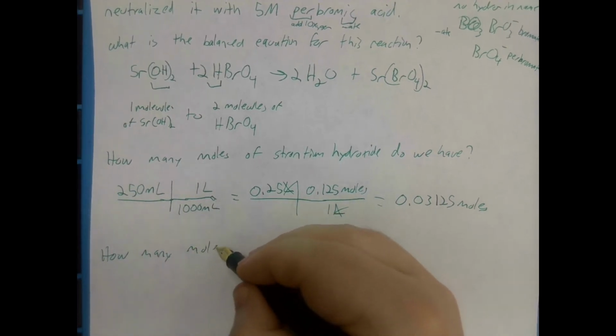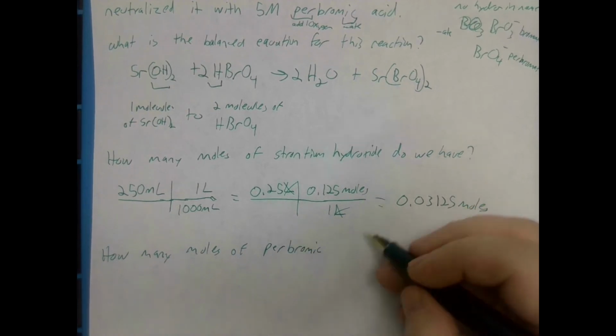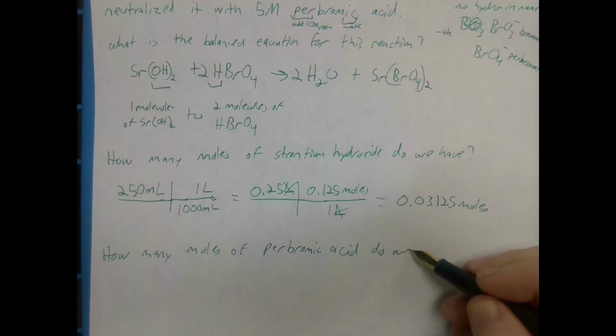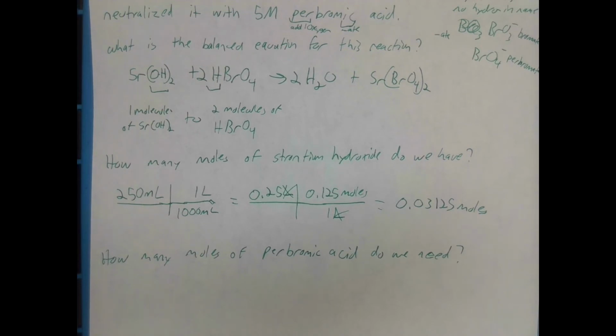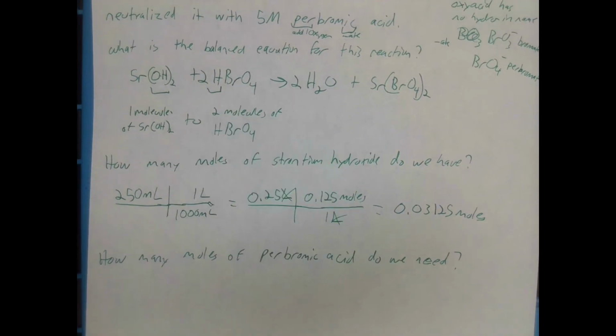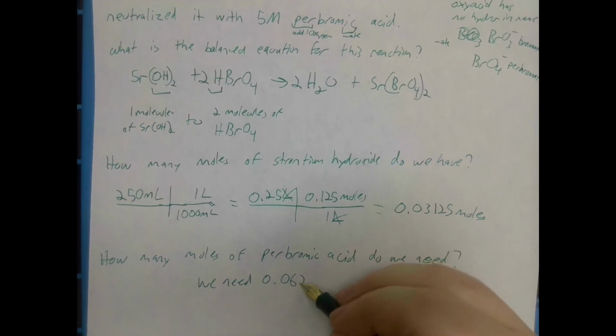How many moles of perbromic acid do we need to neutralize it? So we know it's a 1 to 2 ratio. So we have this number of moles of this. We need twice as many moles of this, right? So we just double that number. We need 0.0625 moles.